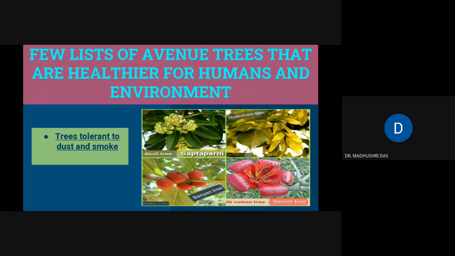Here are a few avenue trees that are healthier for humans and the environment. Firstly, we will see some trees which can tolerate dust and smoke. Trees like saptaparni, sesame, banyan, semal and mango have tolerance against dust and smoke, as their leaves and branches absorb dust particles from the environment.